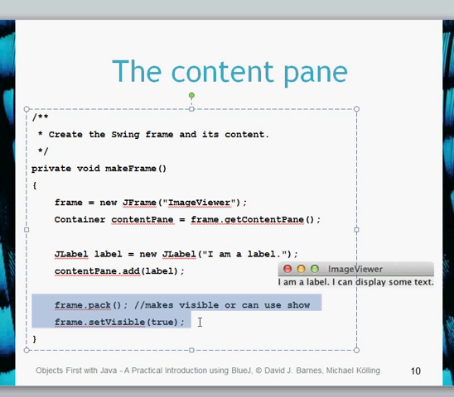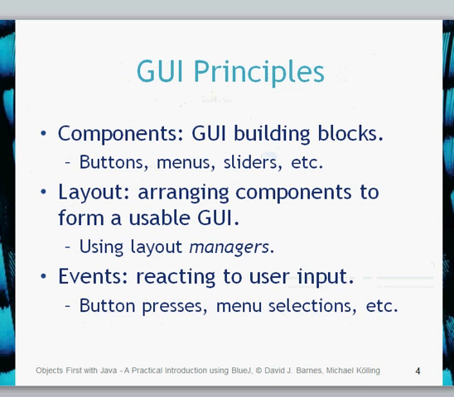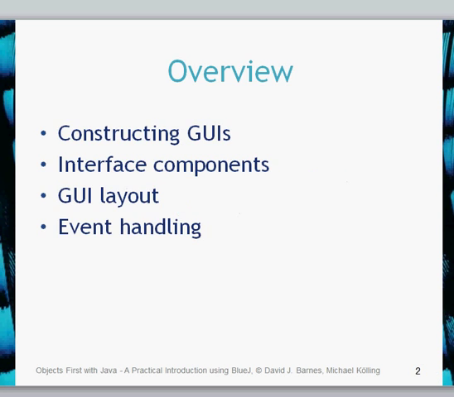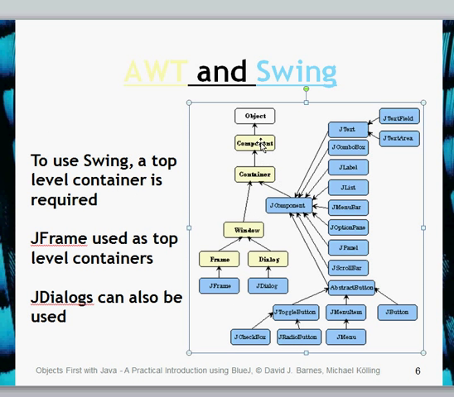So let's have a look back at our hierarchy, see what's happening here. So here's our hierarchy again. As you can see here, the Container is something which we're using. We're also using the JFrame here. We use a JLabel, which is over here somewhere. There's the JLabel there. So we're using those four parts of the hierarchy.